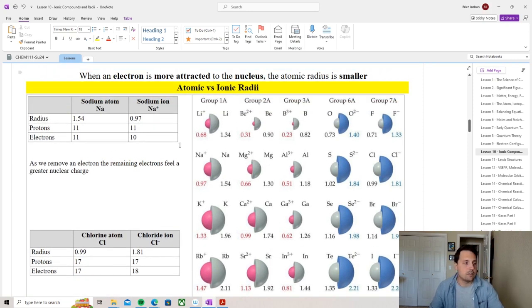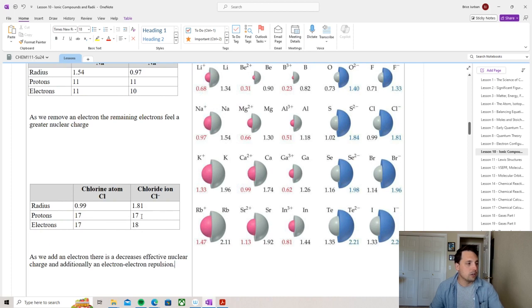And we can see the same trend for all of these other anions and cations. So once we understand this effect, we don't need to spend too much time memorizing. We don't need to spend any time memorizing these.